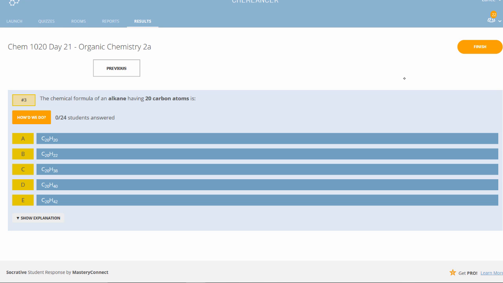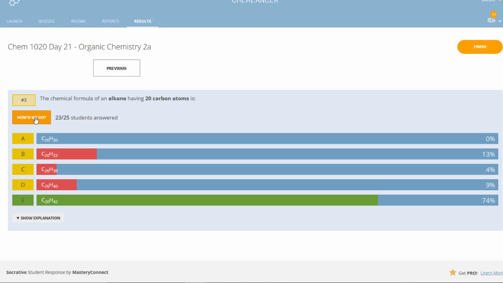Okay, and then the last one. The chemical formula of an alkane that has 20 carbons would be, what is the formula of an alkane that has 20 carbons? Let's get your answers locked in here, please. And we'll count down. 5, 4, 3, 2, 1.